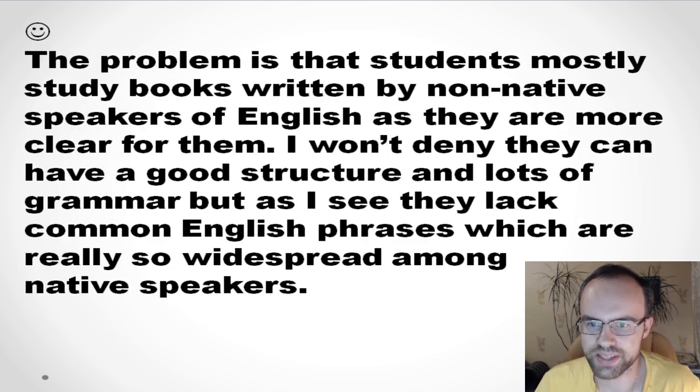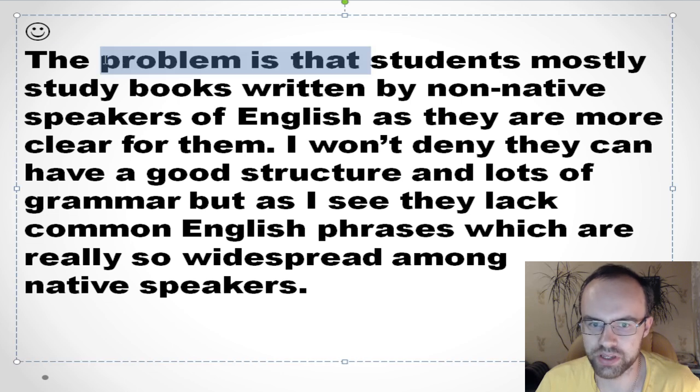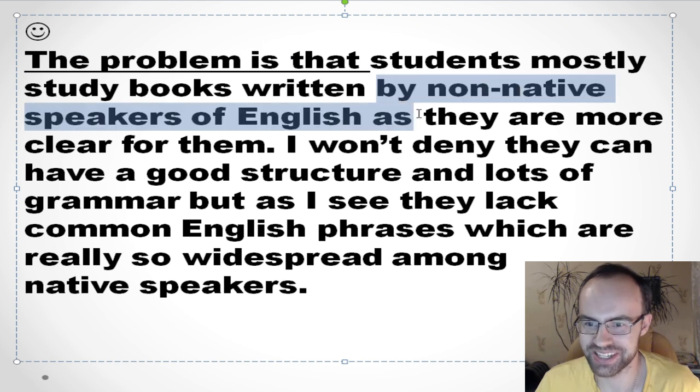The problem is that, yeah, nice phrase, students mostly study books written by non-native speakers of English. So you know this word, a native speaker. A non-native speaker is quite the opposite: people who weren't born in England or America, so they have a different mother tongue, okay? So written by non-native speakers of English.